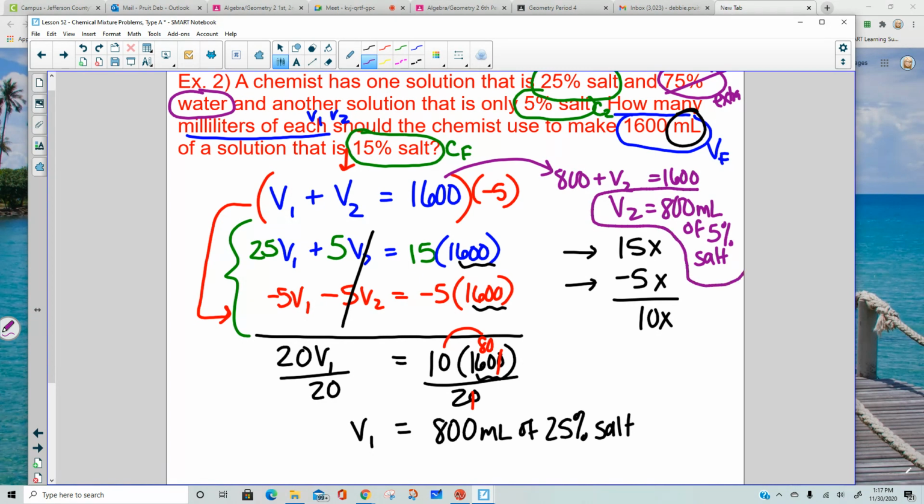And since there's so much on your page, please do make sure that you circle or box your answers, all right? That is chemical mixture problems.